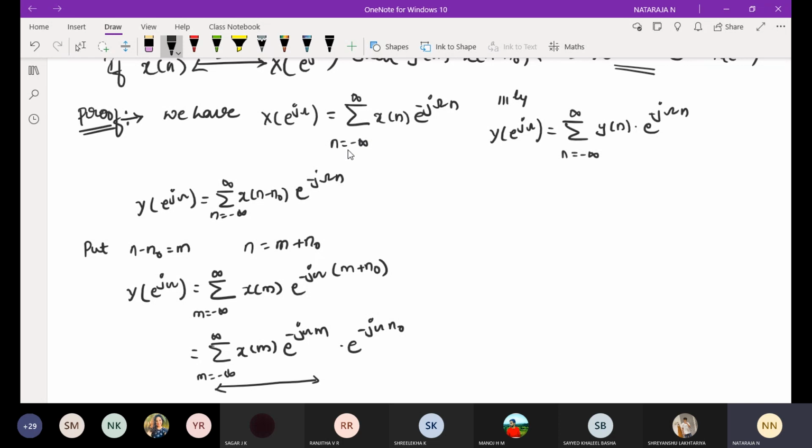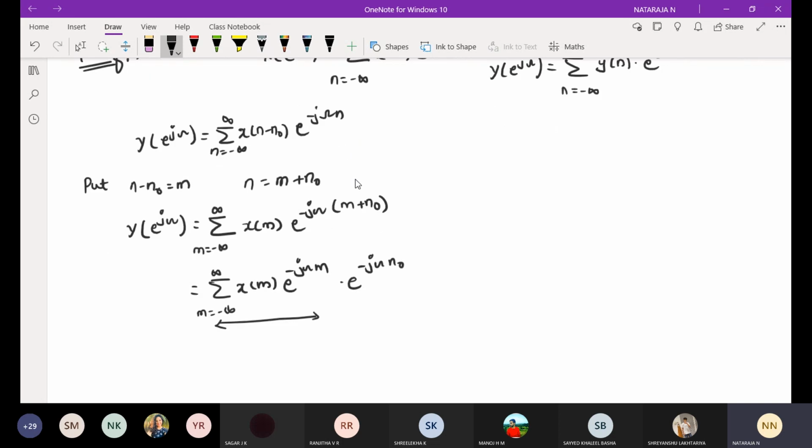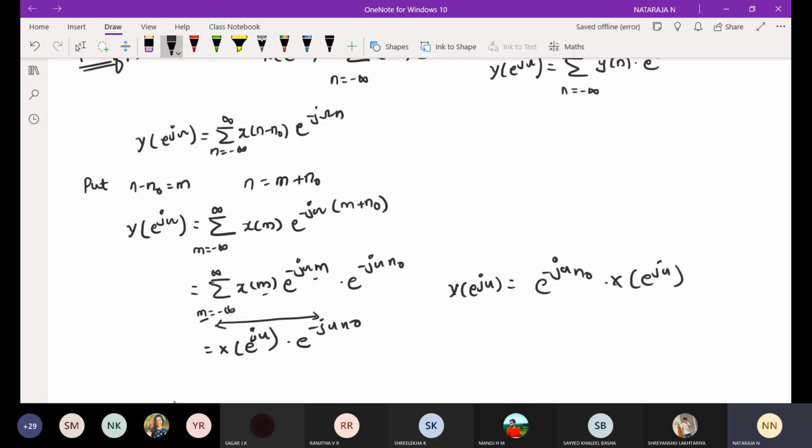Here we have n varying from minus infinity to infinity, but here this will be changed to m. There is nothing changed, so I can write this as x of e power j omega, then same as usual e power minus j omega n naught. So finally y of e power j omega is equal to e power minus j omega n naught into x of e power j omega. Hence proved.